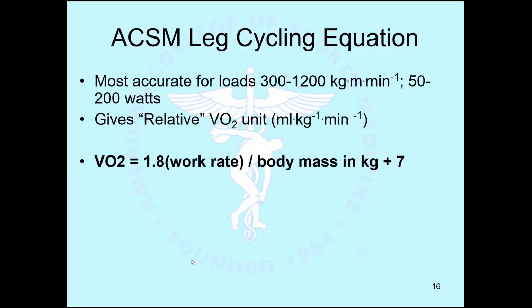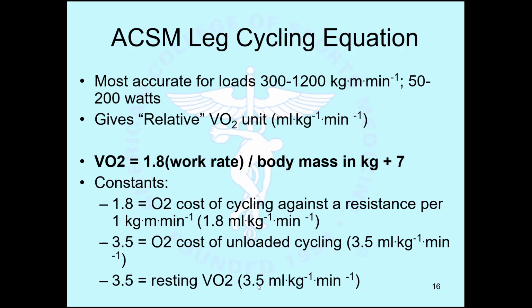So here's the cycling equation. Also going to give relative units. It gives a range of where it's most accurate, 50 to 200 watts. So here's the equation. VO2 equals 1.8 times work rate, so work rate is what we just talked about calculating, divided by your body mass in kilograms, so your body weight in kilograms, plus 7.